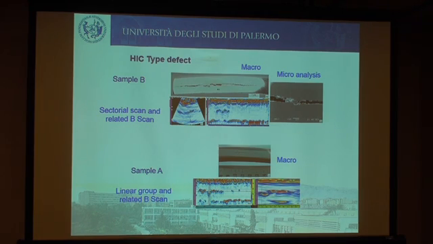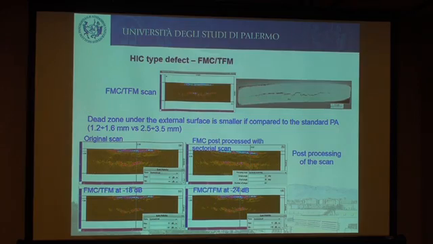So we have here the sectorial scan and the B scan, and the same thing for sample A. So there was sample B, and sample A with the linear scan and B scan. After doing the measurements, we also cut the sample to see if we had the right measurements of the defect and the right size. And the only problem with this type of measurement, I'm talking about the phased array, is that the height of the defect is going to be oversized. So we need another approach.